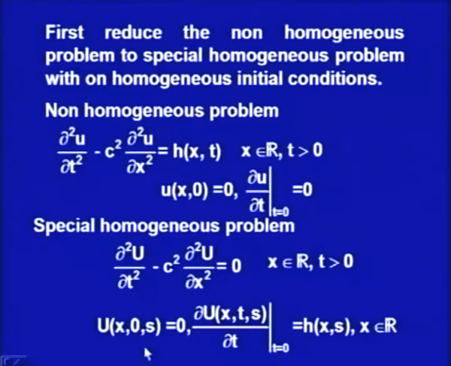Now, this is actually a homogeneous equation with non-homogeneous initial conditions. So, if this special homogeneous problem has a solution for each parameter s, where s is the parameter here, then Duhamel's principle says we can find the solution of the non-homogeneous problem, which can be related to the solution of this. Now, let us see what Duhamel's principle says.